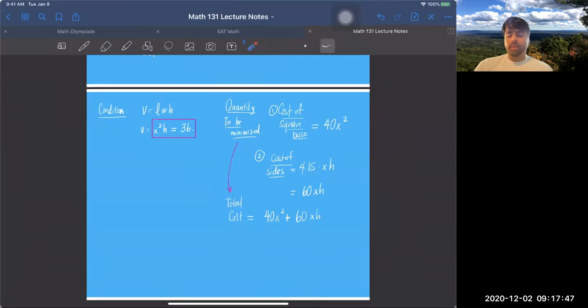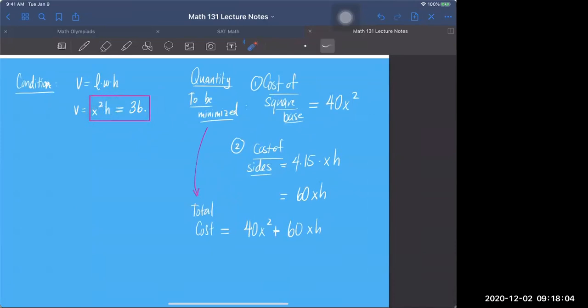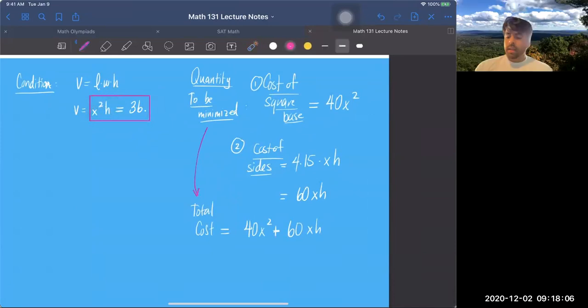So then what do I have to do? I have to use my condition, and I have to see how I can solve for one of the variables. So for which variable is it easier to solve? Is it for x or for h? For h. So then what do I say? I say that h is equal to what? 36 over x squared. So wherever I see h, I replace it with 36 over x squared.